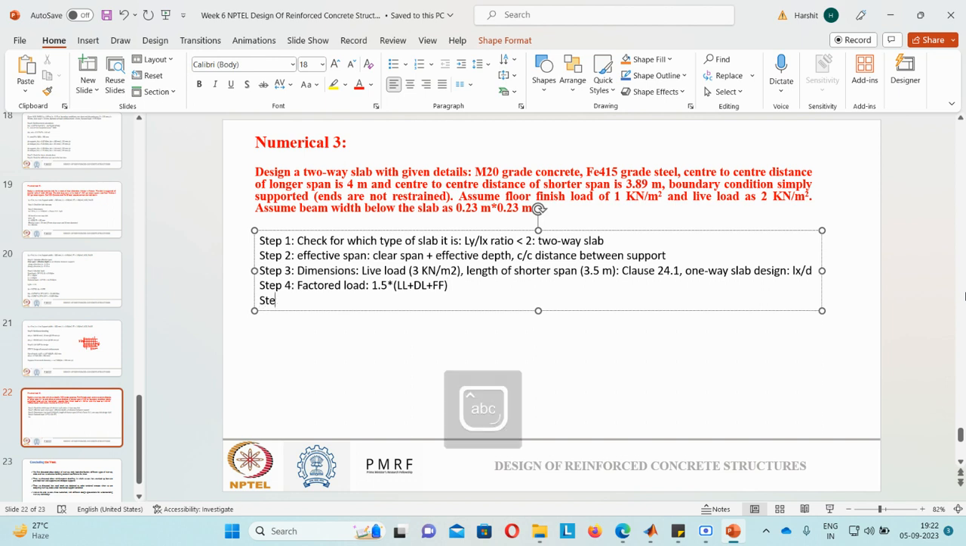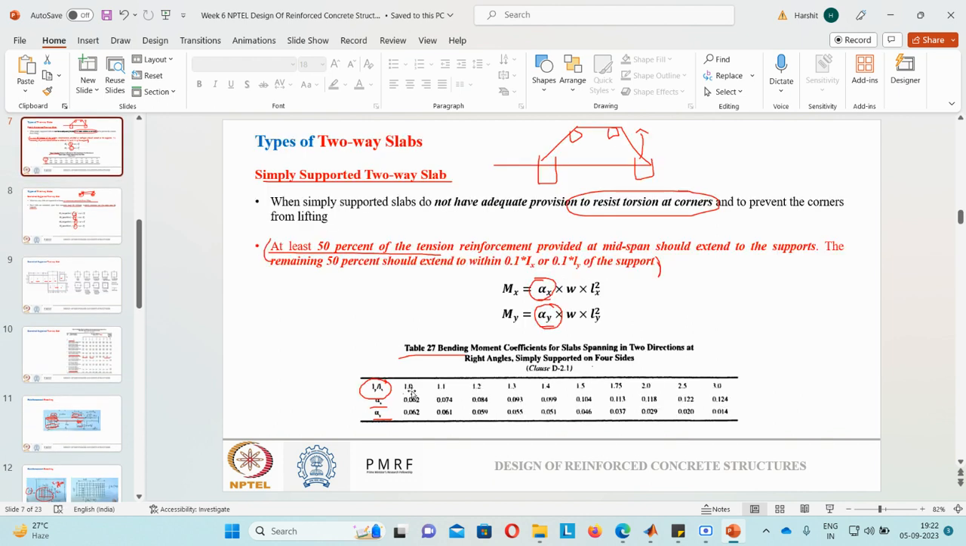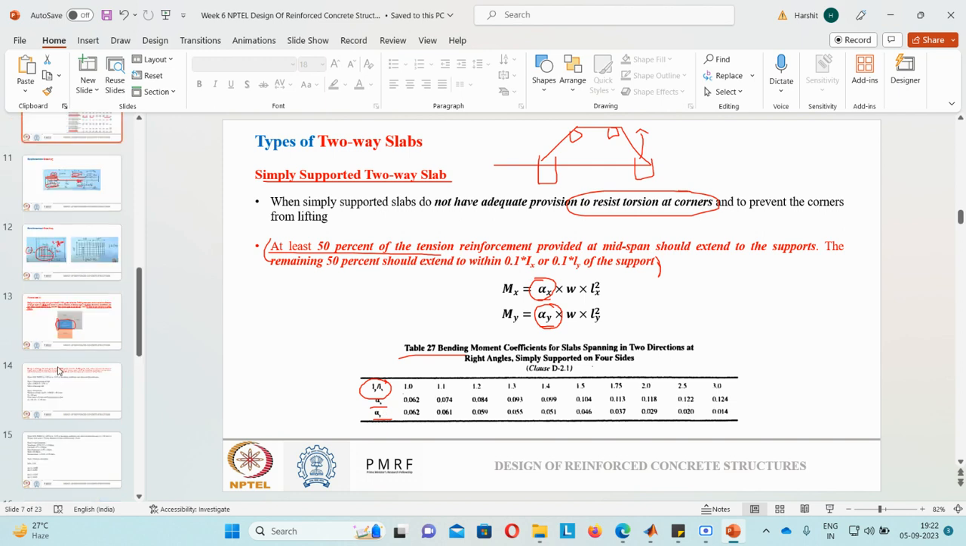Once we get the factored load, step 5 will be to calculate the moments. How we calculate the moment? By first checking what kind of slab it is and what will be the load distribution factor. Since it is a simply supported slab which is not restrained, for this question our moment factor we will calculate from Table 27. So Lx by Ly ratio we will get, and right now our Ly by Lx ratio is between 1 and 1.1. You will see on calculation it will be between 1 and 1.1. So you can interpolate and get alpha x and alpha y.